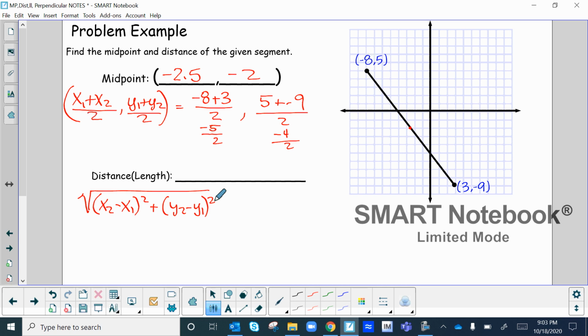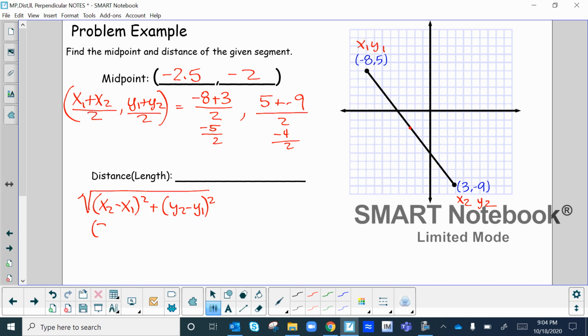So now the points, guys, can be interchangeable. So if you call this one x1, y1, this one will be x2, y2. Now, your friend may have them flip-flopped and call 3, -9 x1, y1, and the other one x2, y2, and you will still get the same answer, okay? So just because you switch them, it doesn't matter. Okay, so let's plug in those numbers.